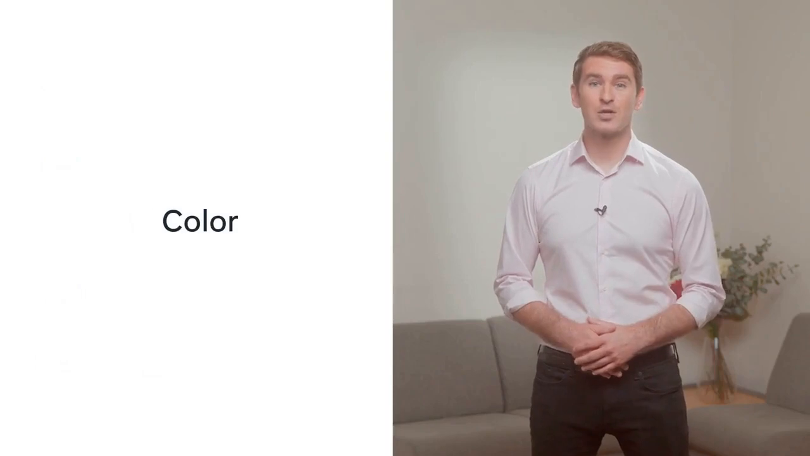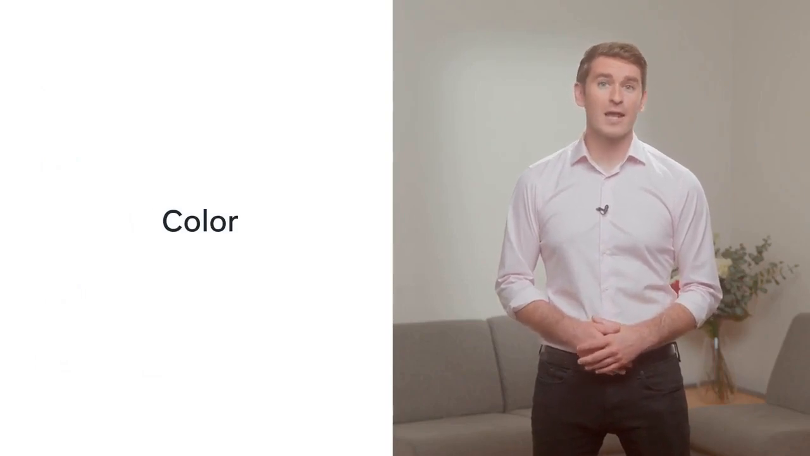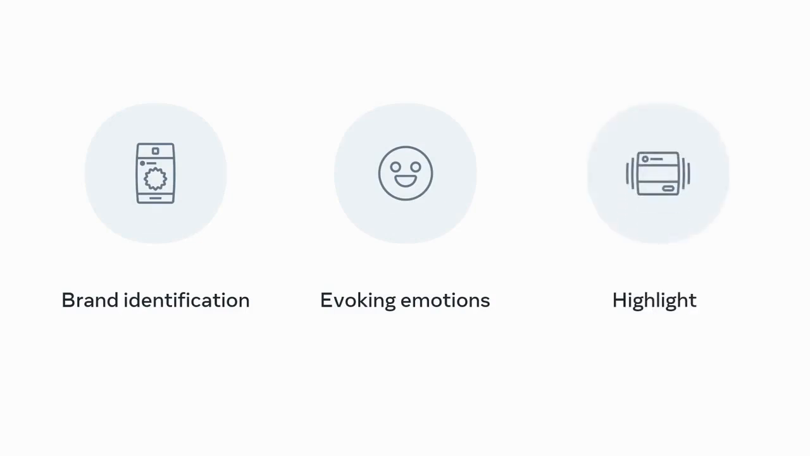The next element is color. Did you know that all elements can be given color? Colors set the mood, and it is an effective tool for developing brand identification and evoking emotions. Color can also highlight particular parts of your design layout. The RGB and CMYK color schemes are used in design.